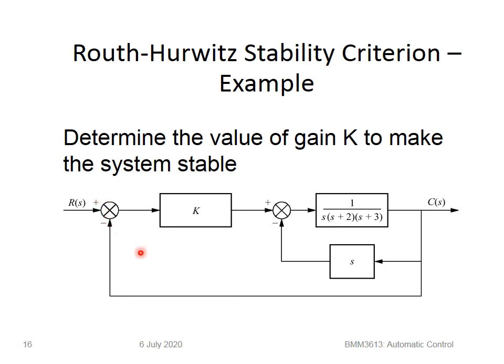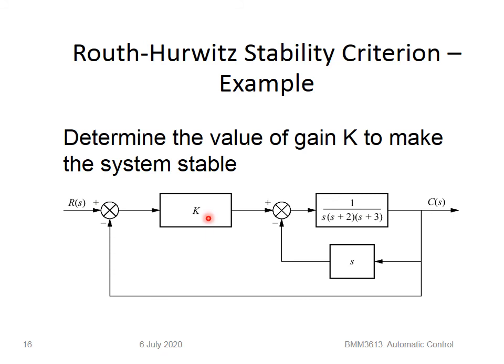Usually we don't have this part, right? But in order to improve the system, what we can do is add another transfer function with a coefficient K, a coefficient with a certain value. Basically, we add a coefficient in front of the transfer function.